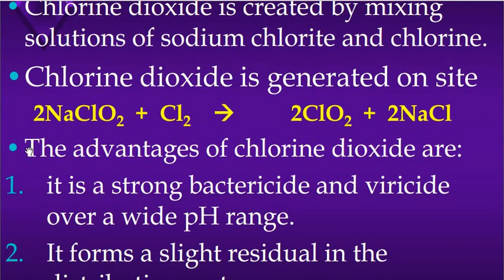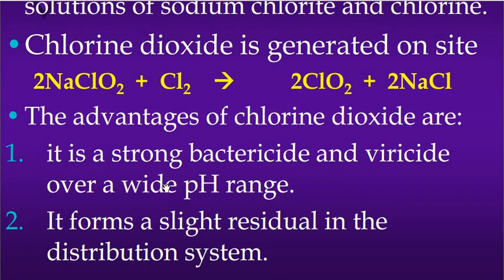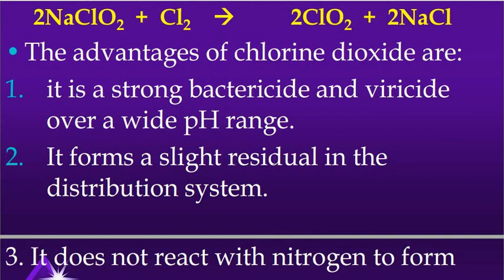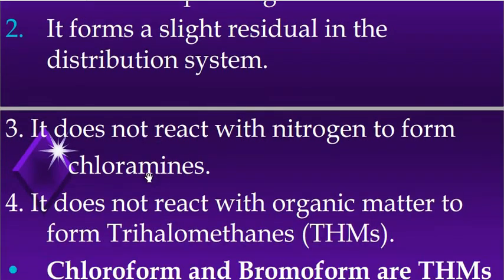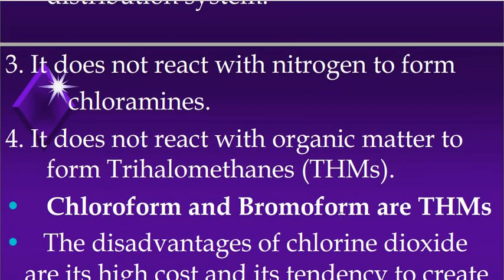Now what are the advantages? The advantages of chlorine dioxide are it is a strong bactericide and viricide over a wide pH range. It forms a slight residual in the distribution system. It does not react with the nitrogen to form chloramines, and it does not react with the organic matter to form trihalomethanes, chloroform and bromoform.